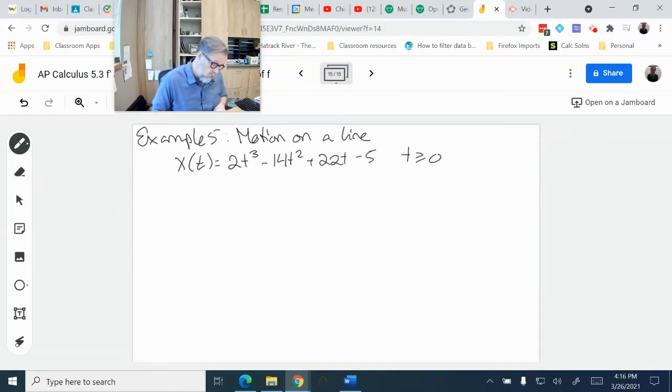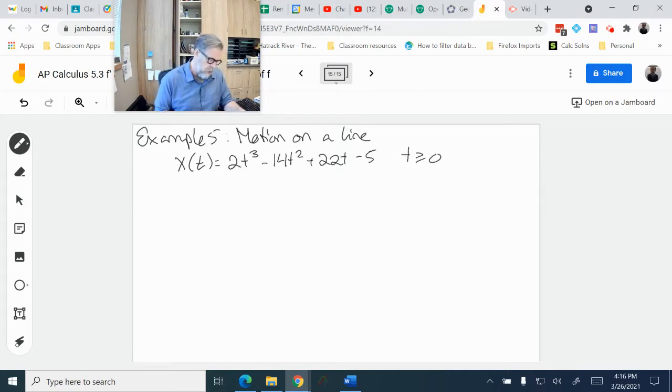Welcome to the fifth video in section 5.3. What I want to discuss right now is motion on a line. We've got a particle and its position can be described with this cubic for all time greater or equal to 0. And what we want to do is describe the motion.